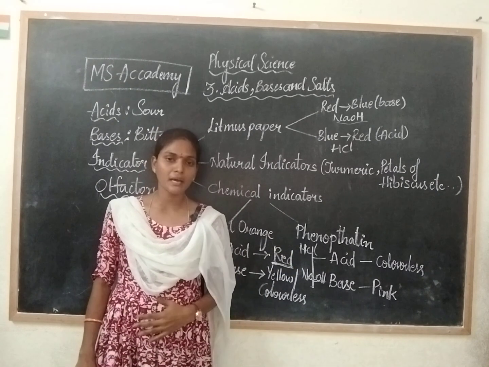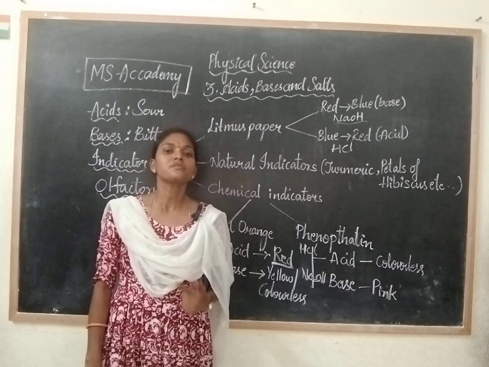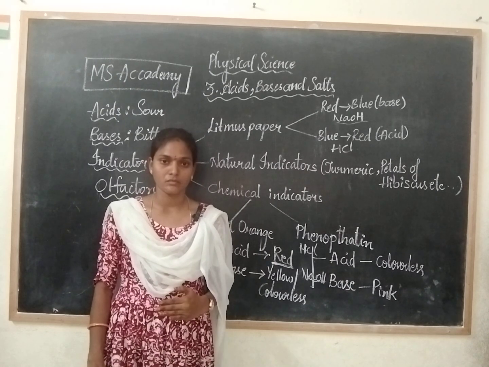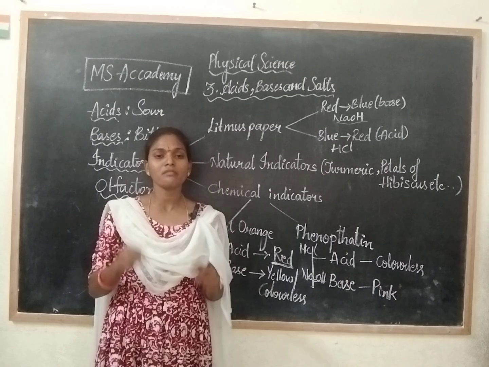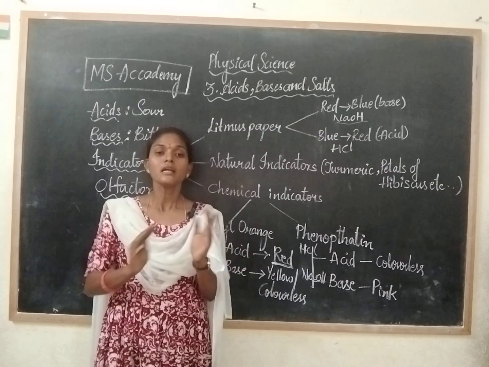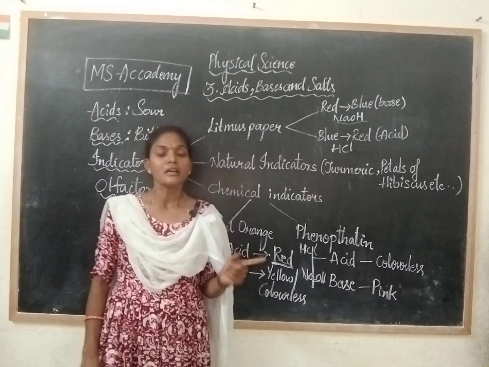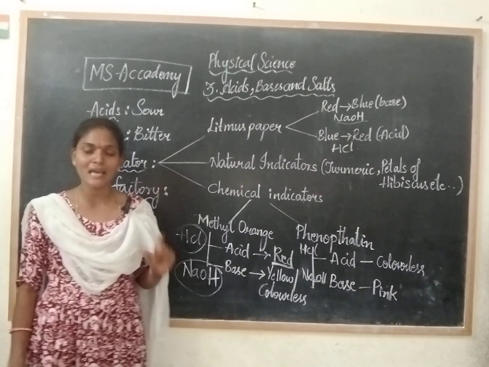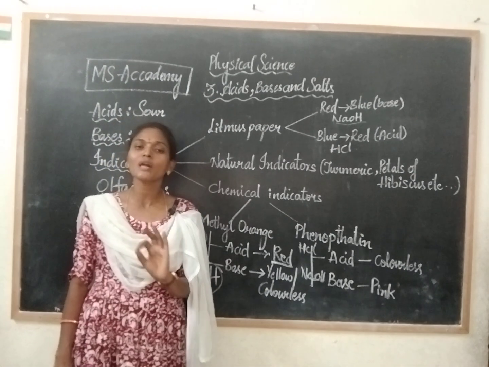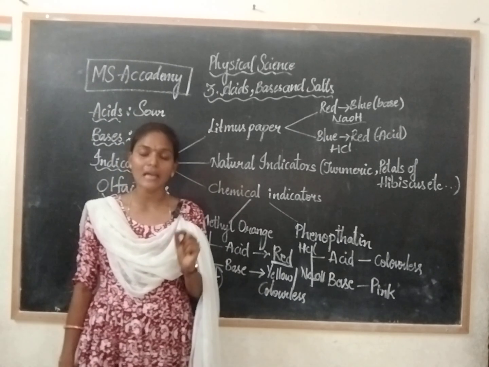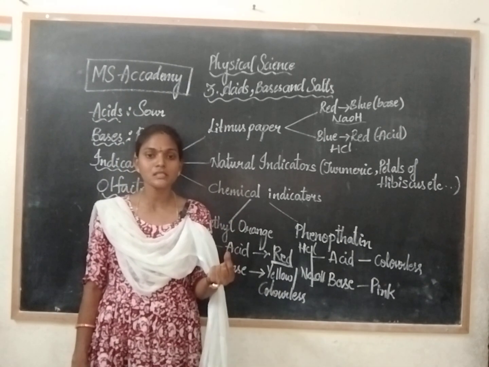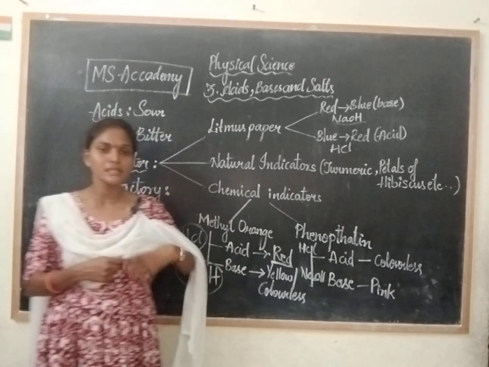So, what will be your observation? The cloth which we have washed with base, the onion smell will go off. The cloth which we have washed with acid, the onion smell will not disappear. So, from this we can identify which substance is acid and which substance is base.